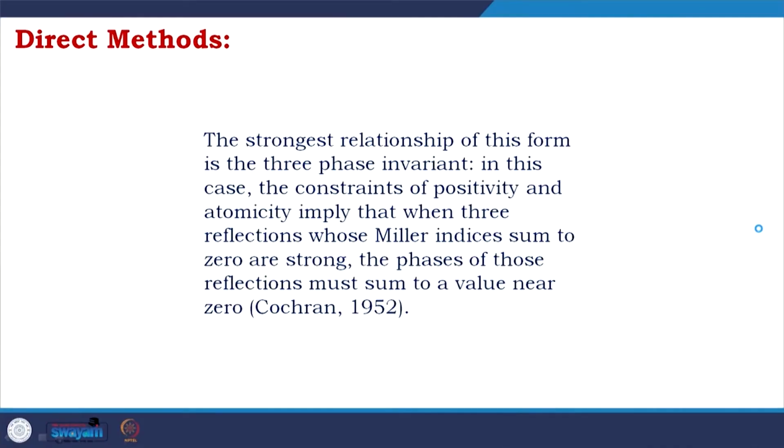So, in one way it is simpler, and if you imagine NaCl, as we are talking about, there would be more redundancy, so peak intensity would be more. The strongest relationship of this form is the 3-phase invariant. In this case, the constraints of positivity and atomicity imply that when 3 reflections whose Miller indices sum to 0 are strong, the phases of those reflections must sum to a value near 0.